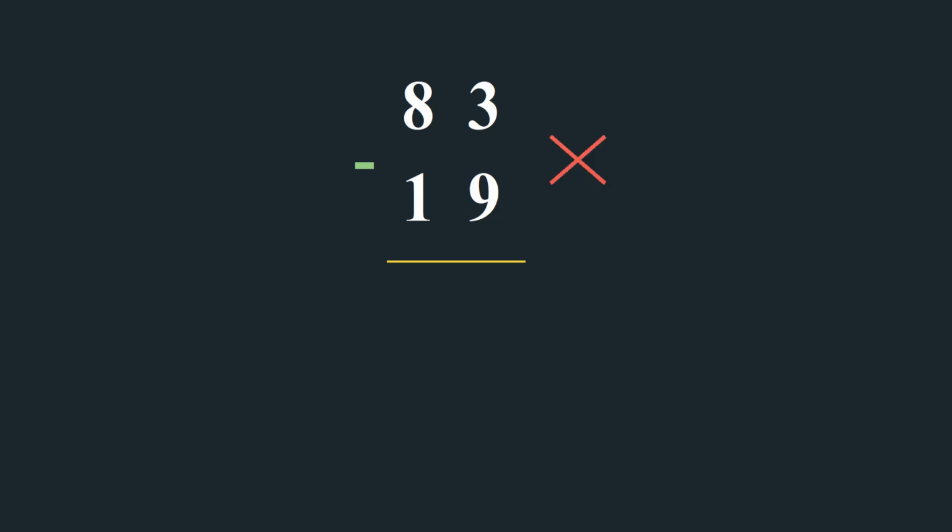3 minus 9. But I can't do it because 3 is smaller than 9. So we must borrow. You go to the 8 in the tens place and borrow 1 from it. So the 3 becomes 13 and 8 becomes 7. Now we have 13 minus 9, which equals 4.